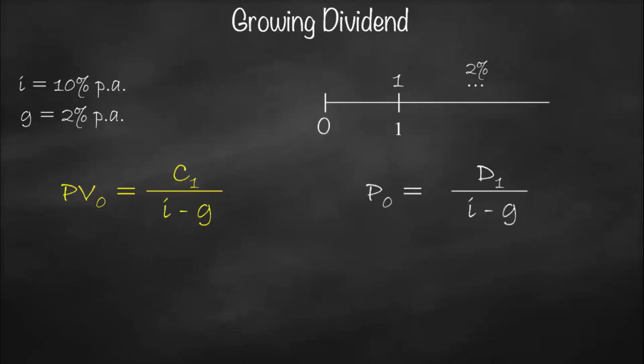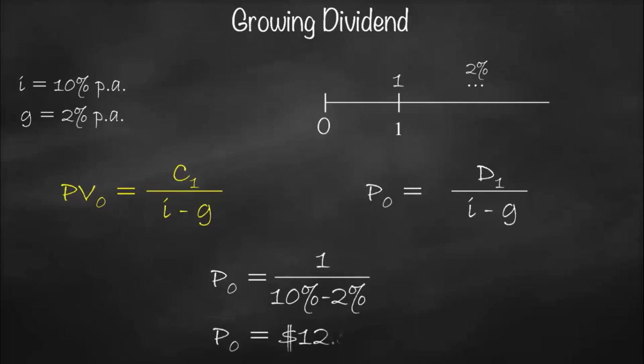So let's substitute in our example here. The share price today at time 0 is equal to dividend in year 1, which is 1, divided by interest rate of 10% minus growth rate of 2%. So this will give us 1 divided by 8%, which is equal to $12.5.